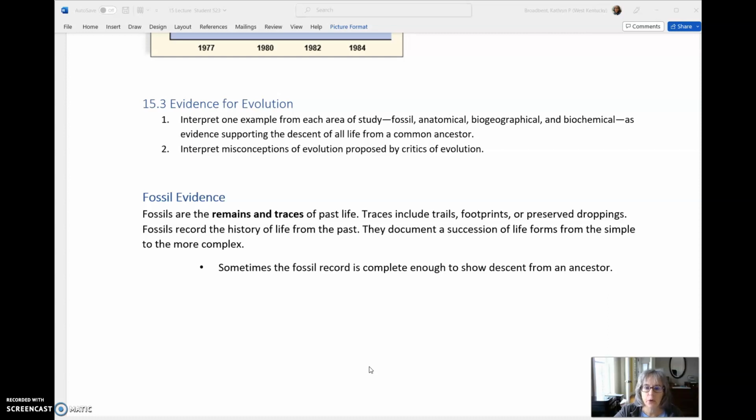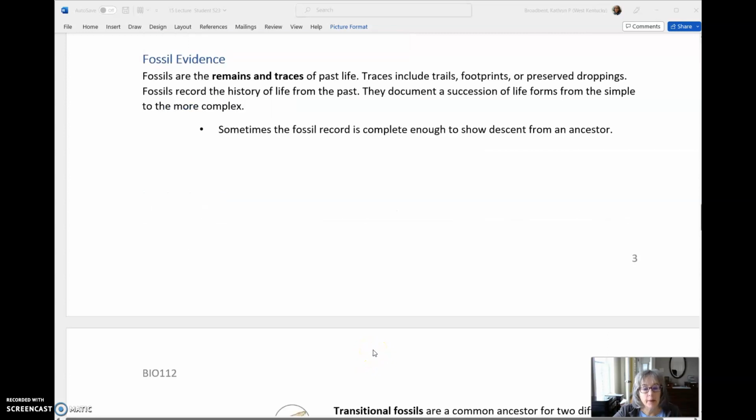They include trails, footprints, droppings. They found eggshells. They found, of course, bones. That's what we usually think of when we think of fossils. And the fossils record the history of life from the past. They document a succession of life forms from the simple to the more complex. Sometimes the fossil record is complete enough to show the descent from an ancestor, and sometimes it's not.